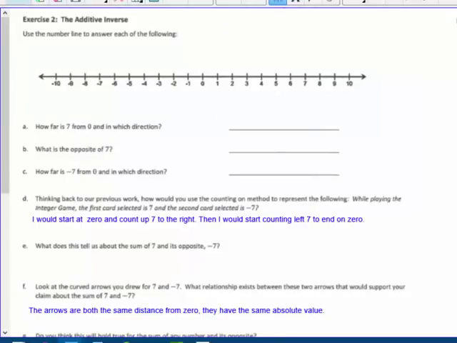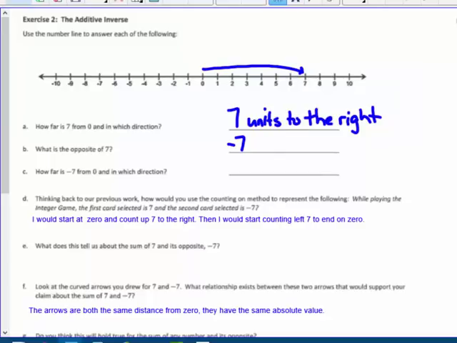The additive inverse. How far is 7 from 0 and in which direction? Well, 7 is 7 units to the right. What is the opposite of 7? -7. How far is -7 from 0 and in which direction? Well, -7 is 7 units to the left.